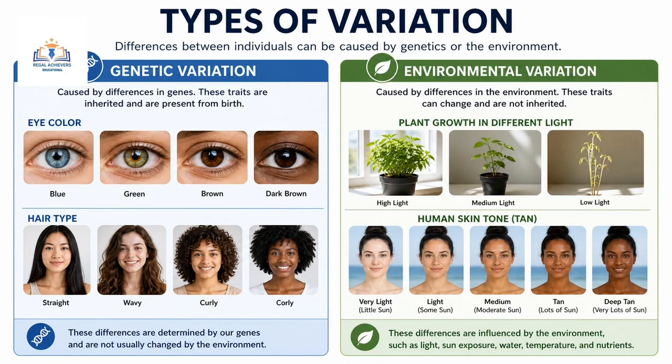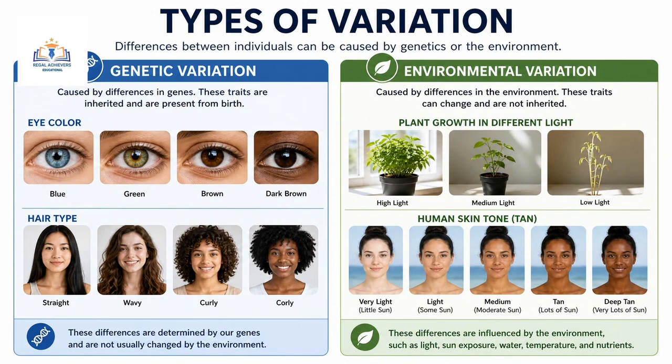In contrast to genetic variation, environmental variation is caused by external factors. These are differences that are not inherited and can change over an individual's lifetime. Examples include accents and languages learned from our surroundings, scars from accidents, or the way a plant grows taller and healthier with more light. These environmental influences play a significant role in shaping an organism's phenotype. It's important to remember that most characteristics are a result of the interaction between both genetic and environmental factors.